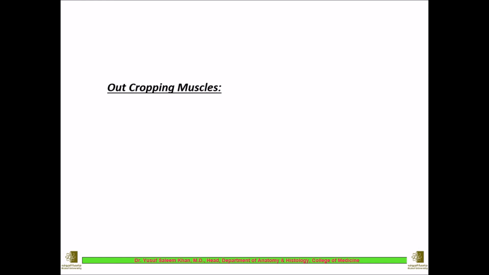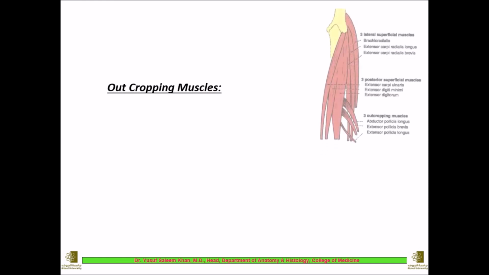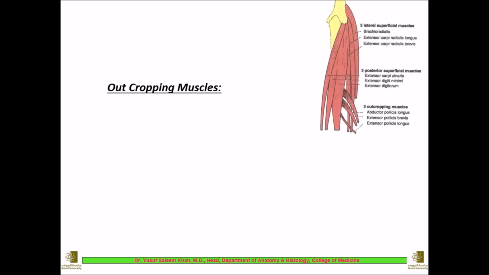Now coming to something called the outcropping muscles. These muscles are typically seen, especially the deep muscles among those, the three muscles: the abductor pollicis longus, extensor pollicis brevis, as well as the extensor pollicis longus. All these muscles will look as though they are cropping out from the regular muscles.